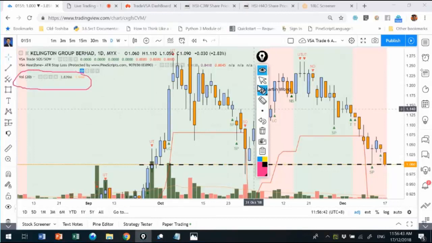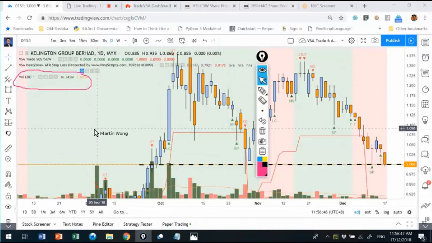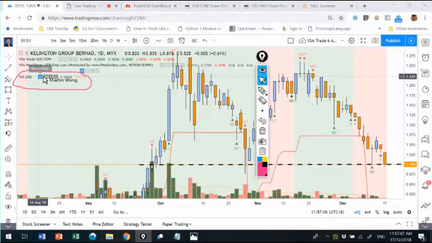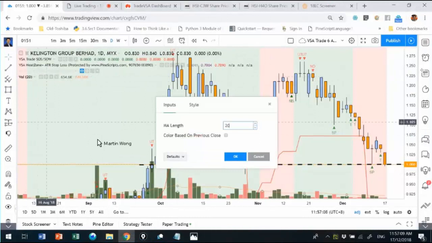Then you can move your mouse around. You can see the numbers change, right? The first number in black is the volume for the particular day. For example, this Clinton, 60 millions, 16 millions, 16.334 millions, and the orange color basically refers to the moving average of the volume. For default settings, if I'm not mistaken, it is set to 20 days.